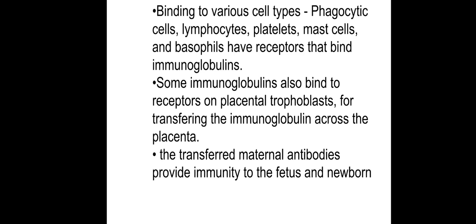Some immunoglobulins also bind to receptors on the placental trophoblast. These are a special kind of cells produced by the placenta. The placental trophoblast transfers the immunoglobulin across the placenta. So the transferred maternal antibodies provide immunity to the fetus and the newborn.